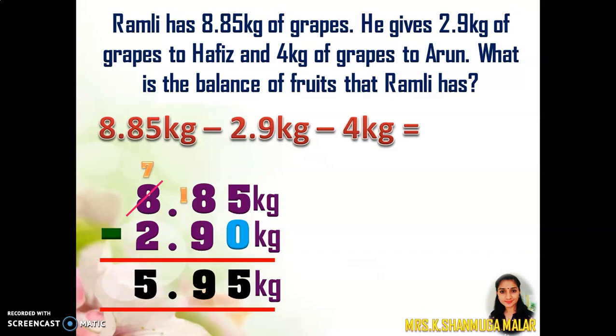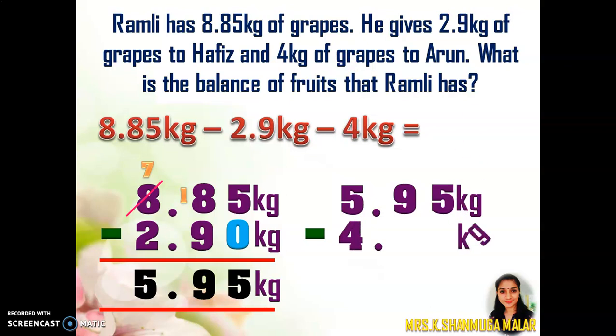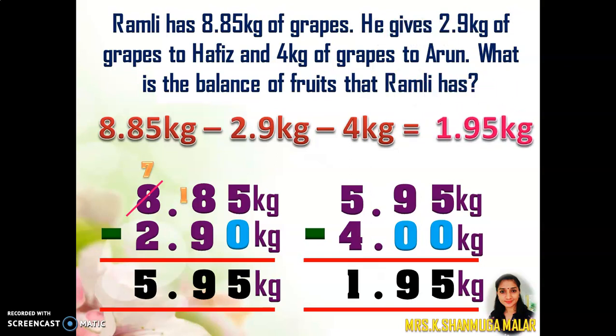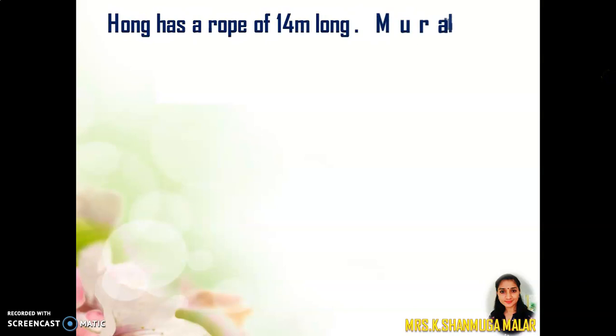Now we must minus this 4 kg from this number. So 5.95 kg minus 4. We don't have any number over here, so we place 0 and we start to find the answer after putting the decimal and also the unit. 5 minus 0, 5. 9 minus 0, 9. 5 minus 4, 1. So the answer is 1.95 kg.